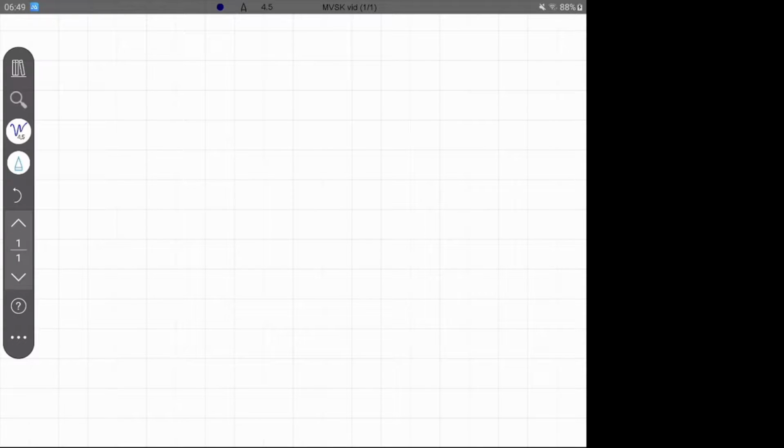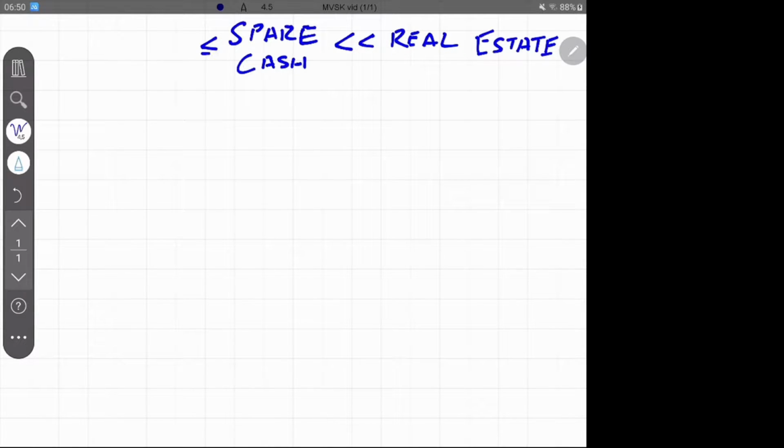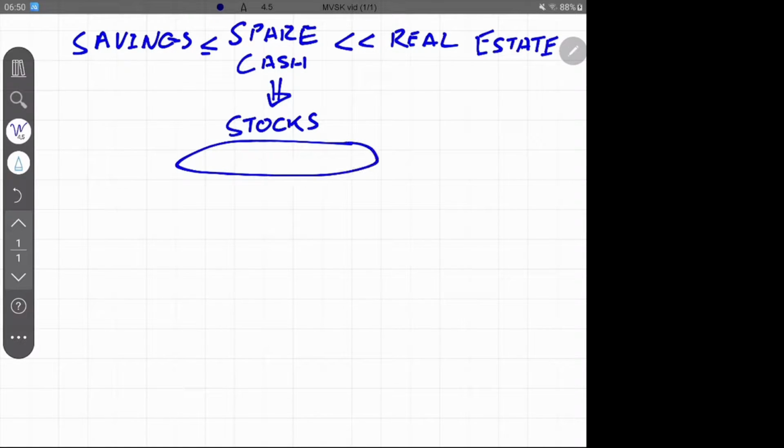Today's topic is portfolio optimization. Suppose you have some spare cash that you have acquired and you've paid off your student debts. You don't have enough to invest into real estate or some other lucrative venture, but you have more than is necessary for savings. So you decide you're going to put it into stocks.